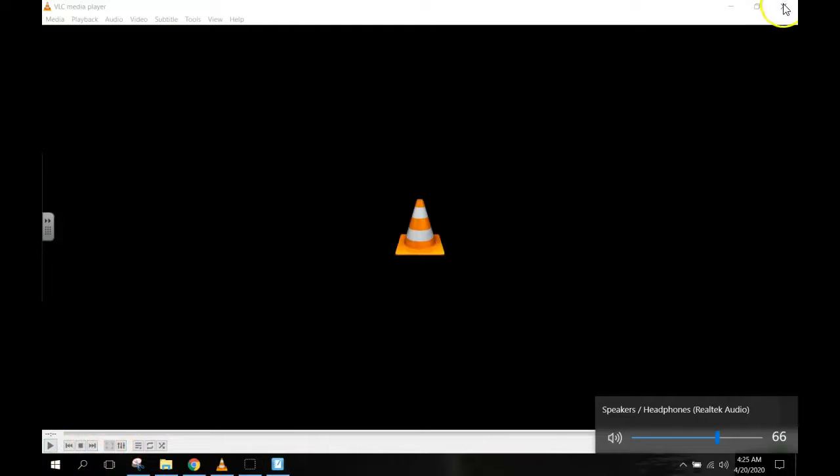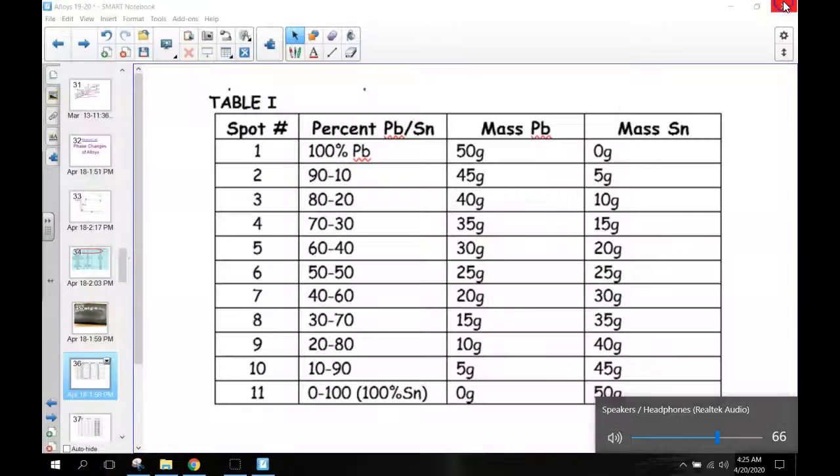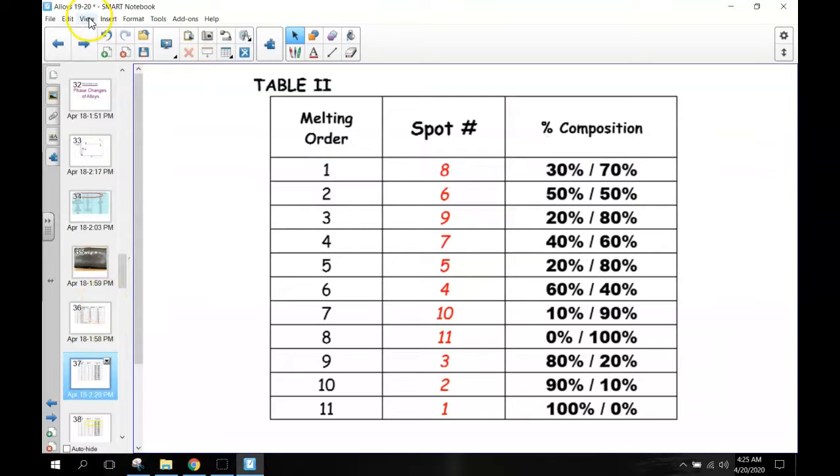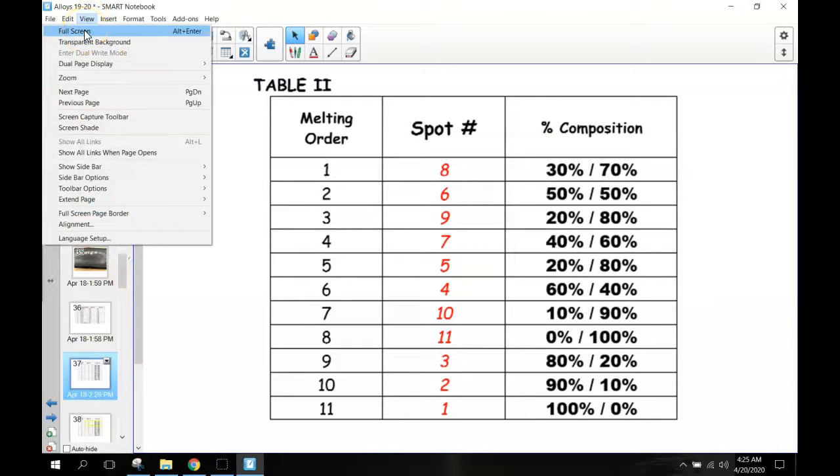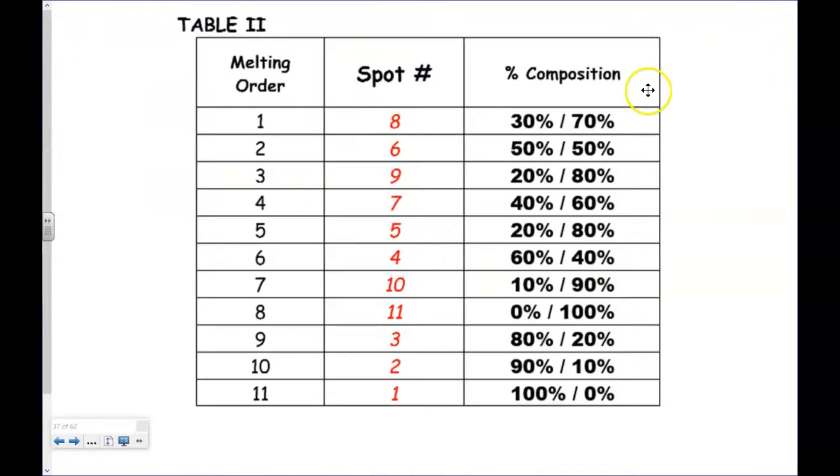All right, so going back now, let's take a look at what we observed. After those spots, as you can see, or as you heard, I should say, number 8 was the first spot to go. And then we went 6, 9, 7, 5, 4. What I want you to take a look at is what the compositions were. If you guessed that the 50-50 would go first, unfortunately you were wrong.